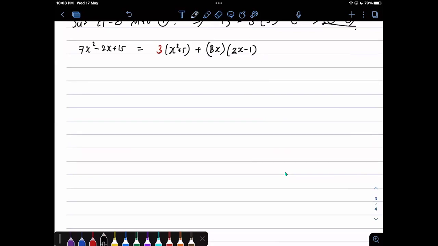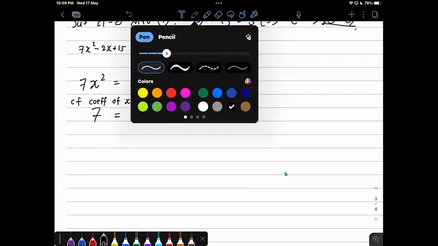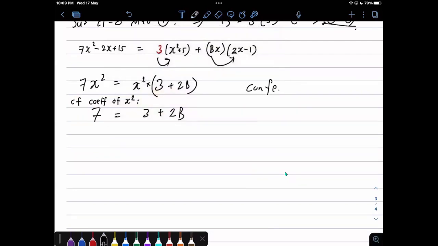Can, let's do it. So x squared: 3 plus 2B equals 7. So that just means 7 equals 3 plus 2B. You can say CF, coef of x squared. What's CF? Confer. It's Latin for confer. It's just a very lazy way of saying comparing. CF, compare the coefficients of x squared. Okay, coef is a short form.